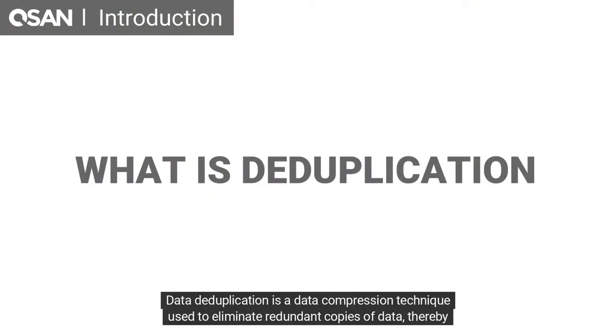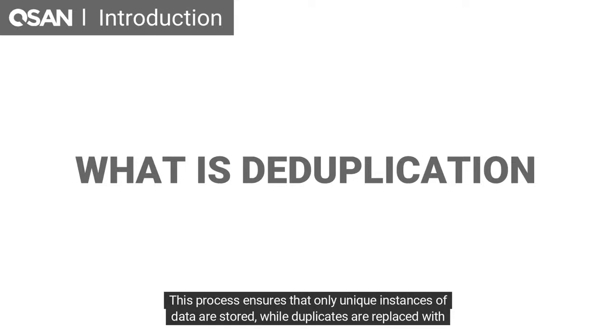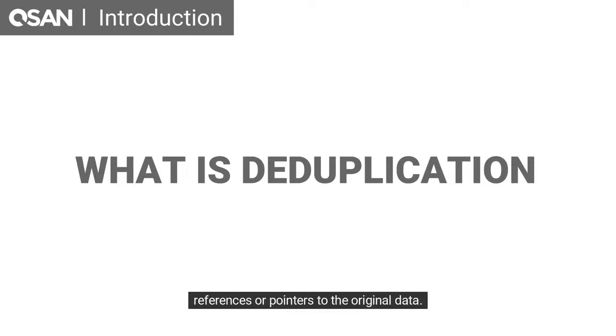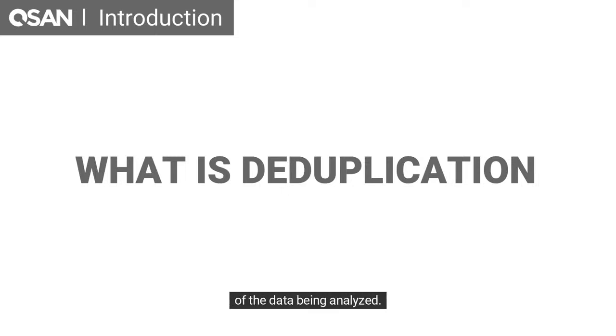Data deduplication is a data compression technique used to eliminate redundant copies of data, thereby reducing the amount of storage space required. This process ensures that only unique instances of data are stored, while duplicates are replaced with references or pointers to the original data. Deduplication can occur at various levels, such as file level or block level, depending on the granularity of the data being analyzed.